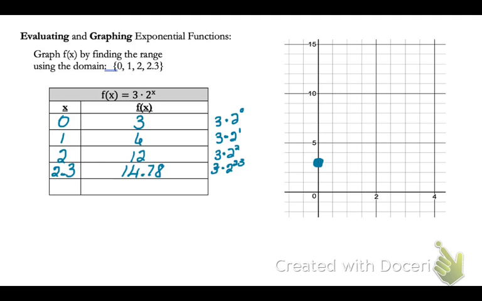So I'm going to plot these points now. There's 0, 3. There's 1, 6. There is 2, 12. And there is 2.3 and 14.78. And then I'm going to try to gradually, gracefully draw a line and we can see that this is an exponential equation.